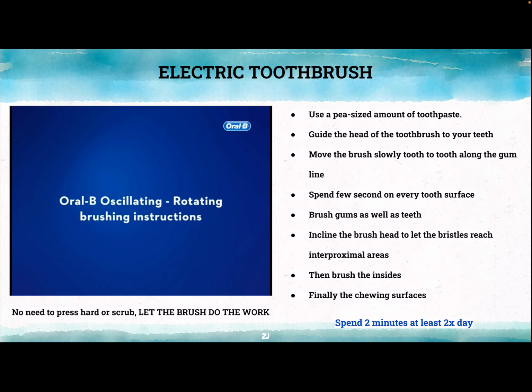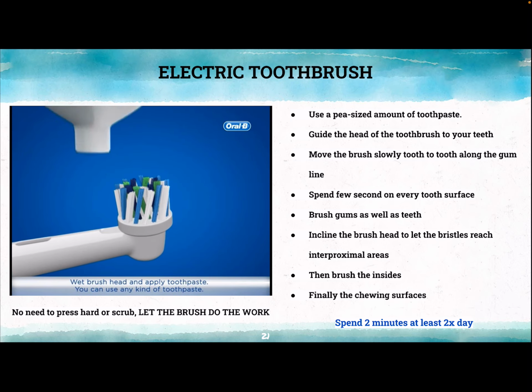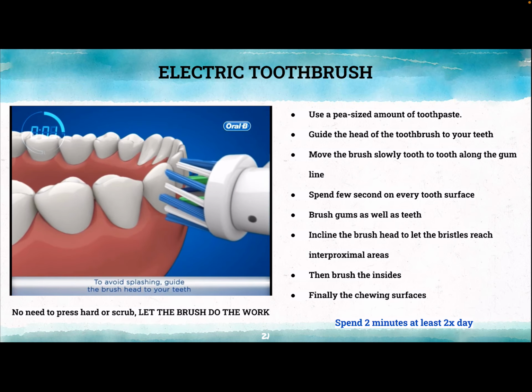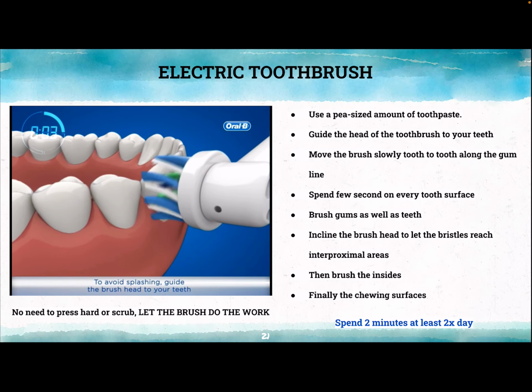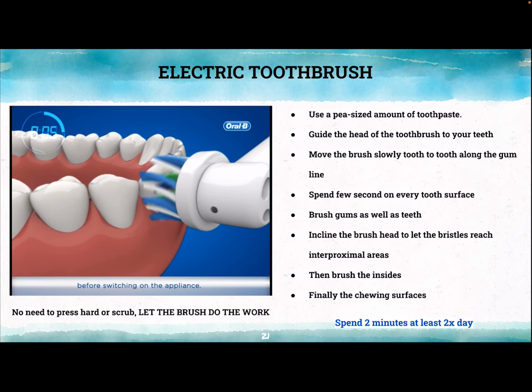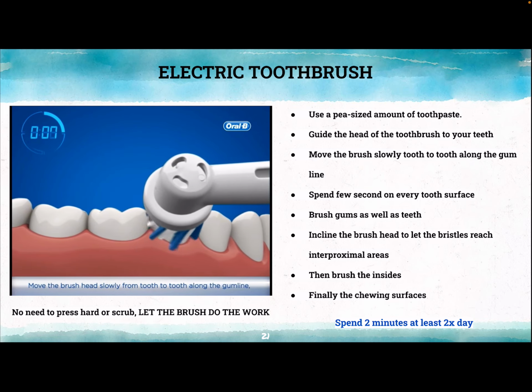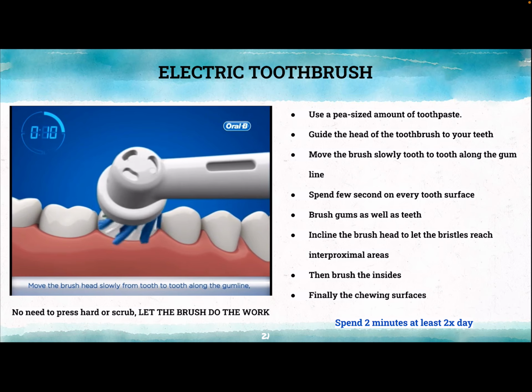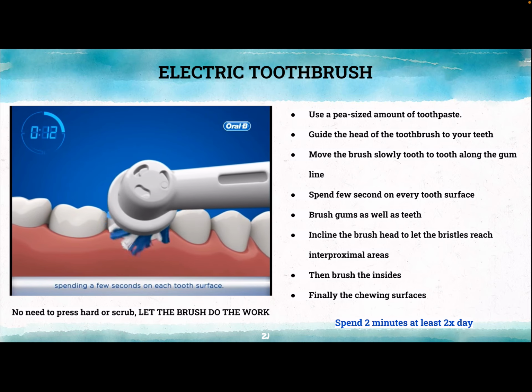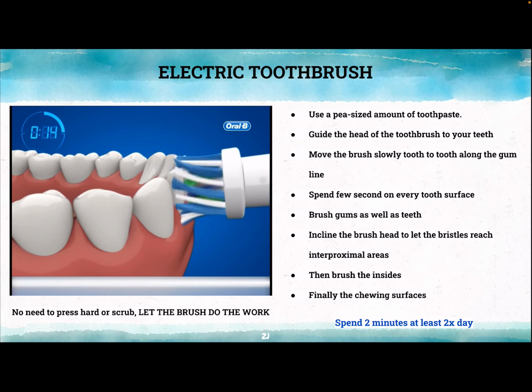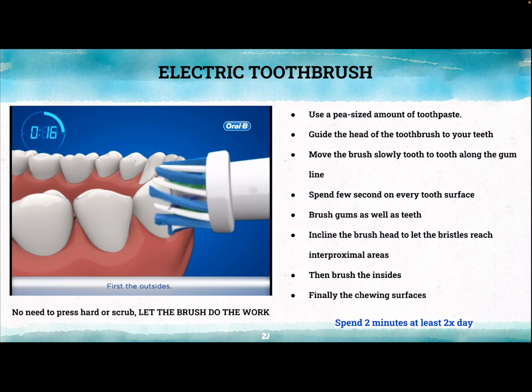Oral-B oscillating rotating brushing instructions. Wet brush head and apply toothpaste. You can use any kind of toothpaste. To avoid splashing, guide the brush head to your teeth before switching on the appliance. Move the brush head slowly from tooth to tooth along the gum line, spending a few seconds on each tooth surface. Brush the gums as well as the teeth.